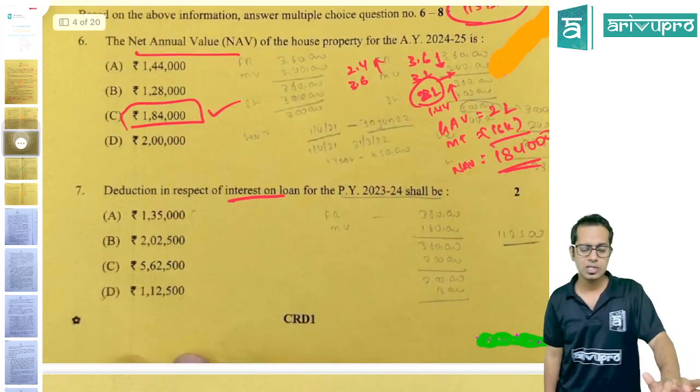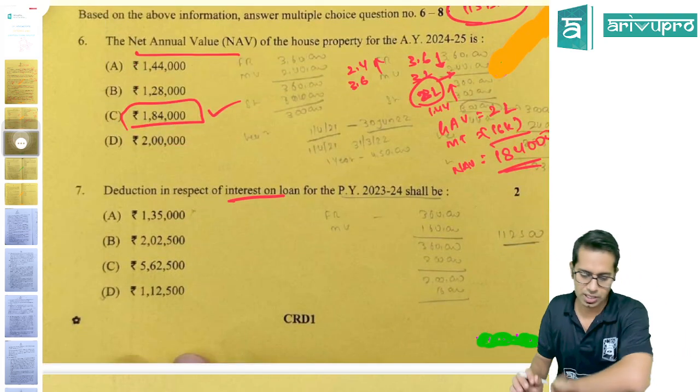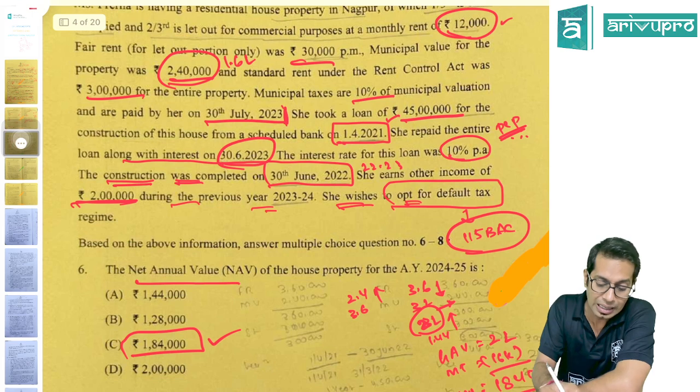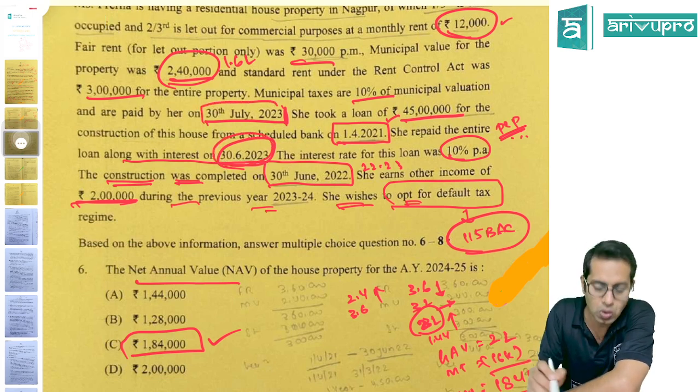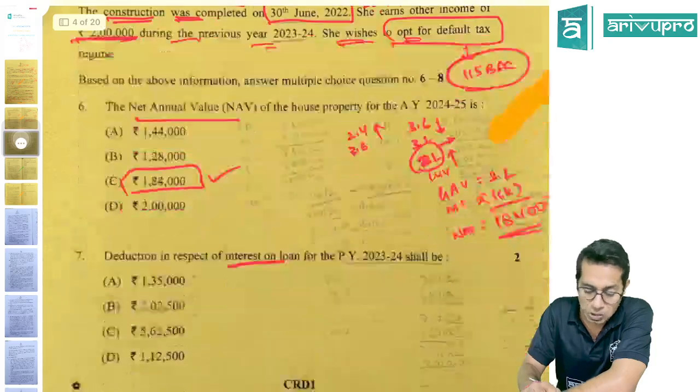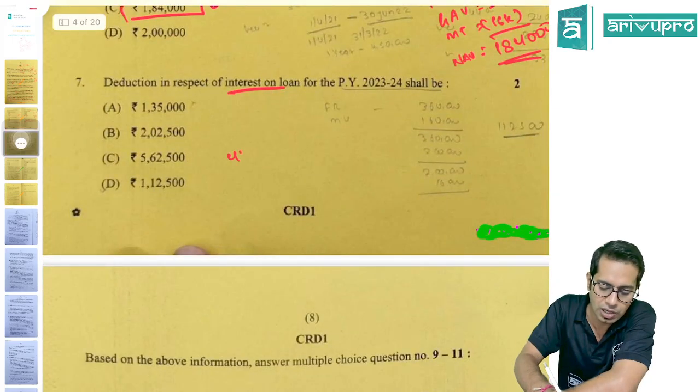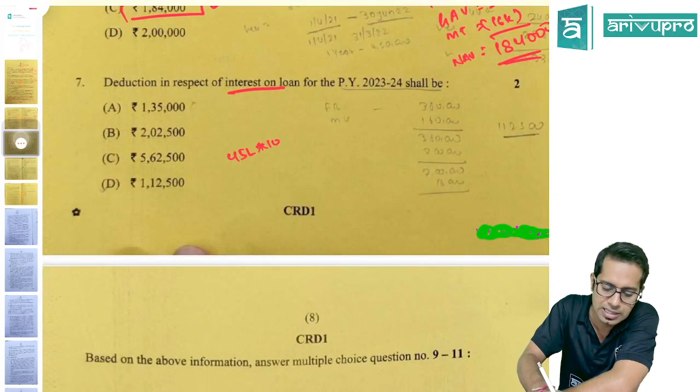Next, they have asked what is the total interest deduction. What is the total interest deduction? Please note, in the current year they repaid the loan on which date, sir? They repaid the entire loan on 30th June 2023. So for the current year, the interest, so 45 lakhs is the loan amount and 10% is the interest rate.